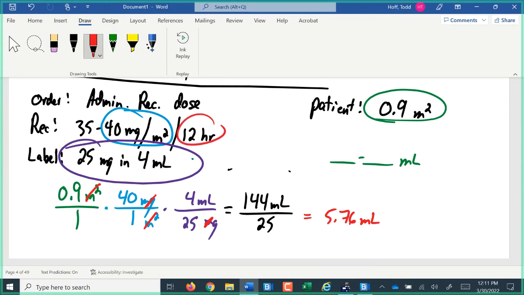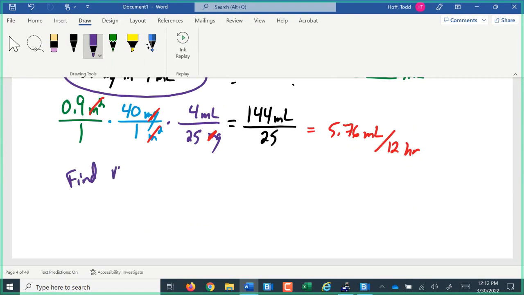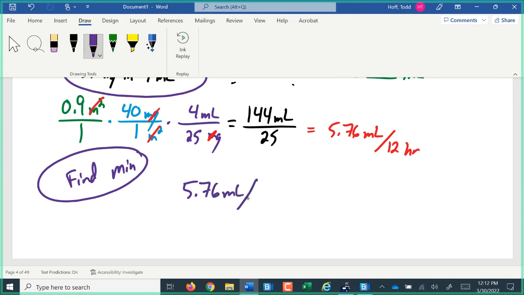Milliliters, and our time frame is every 12 hours. Now we don't need to adjust that time frame because the doctor's orders just said administer the recommended dose, did not tell us a frequency, so we're just going to go off of that recommended frequency of every 12 hours. Still, however, need to find the minimum. We start out with that maximum, 5.76 milliliters, 12 hours.